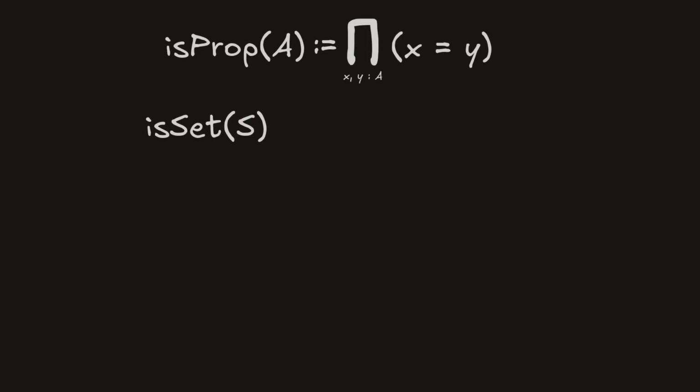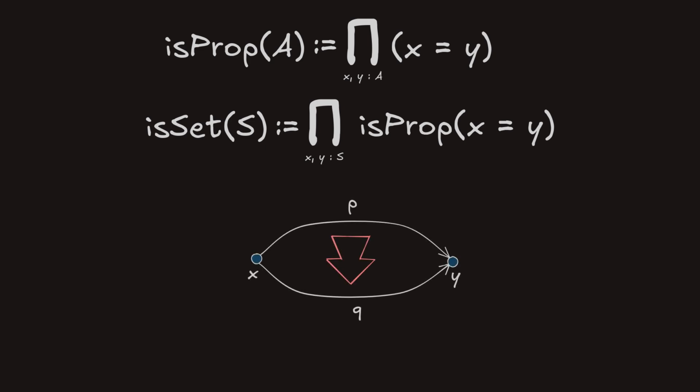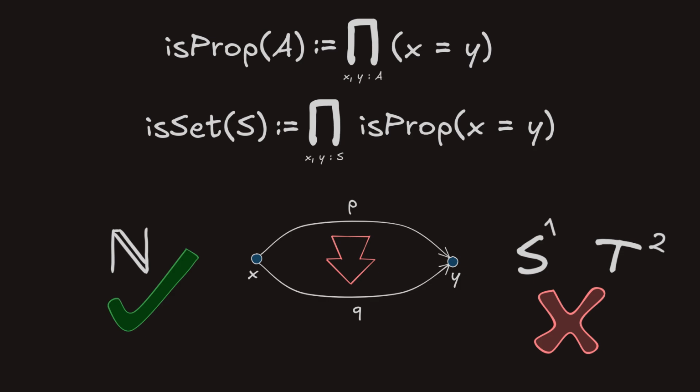We can now use our definition of a mere proposition to define a set. A set is a type whose equality types are all mere propositions. This means that a set doesn't have any holes. That's why we can say that the natural numbers form a set, but S1 and T2 do not.